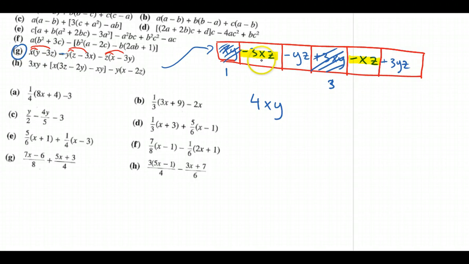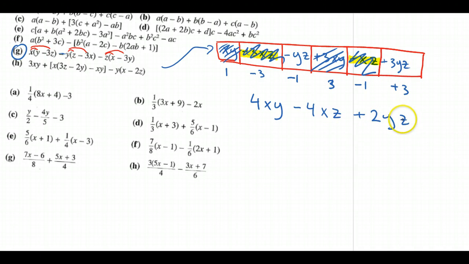Okay, let's do the xz's. I have negative 3 xz's and negative 1 xz. So I lose 3, I lose one more, so I've lost a total of 4 xz's. Cross them out. And finally, yz's: I have a negative 1 yz and a plus 3 yz. So negative 1 plus 3 is going to give me a positive 2yz. Okay, and that is the final answer.